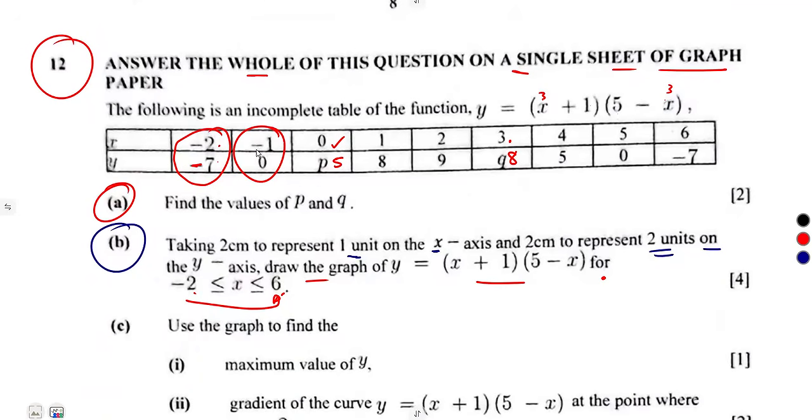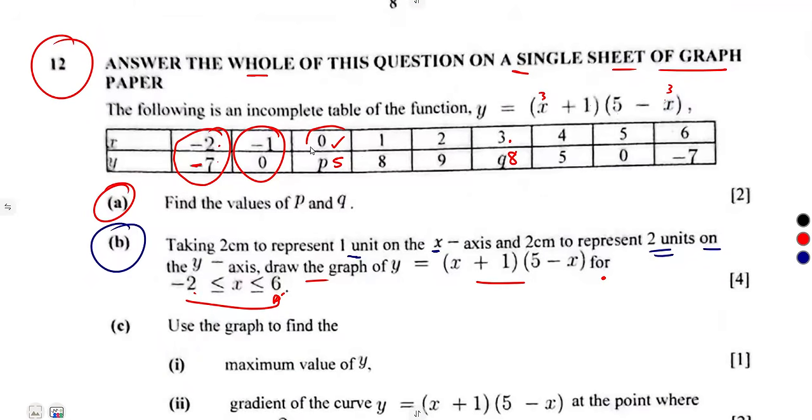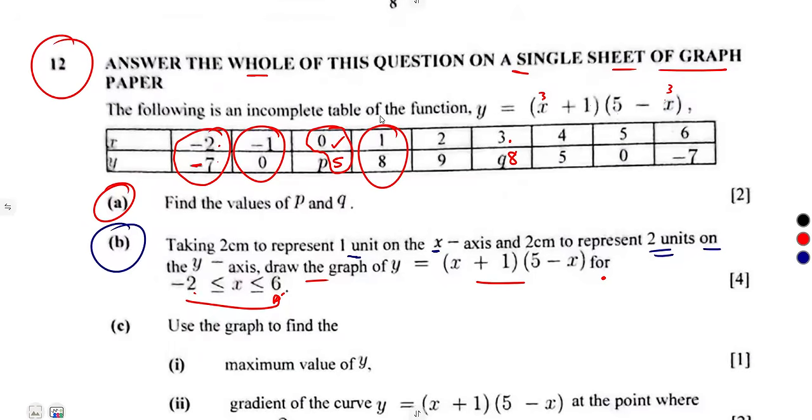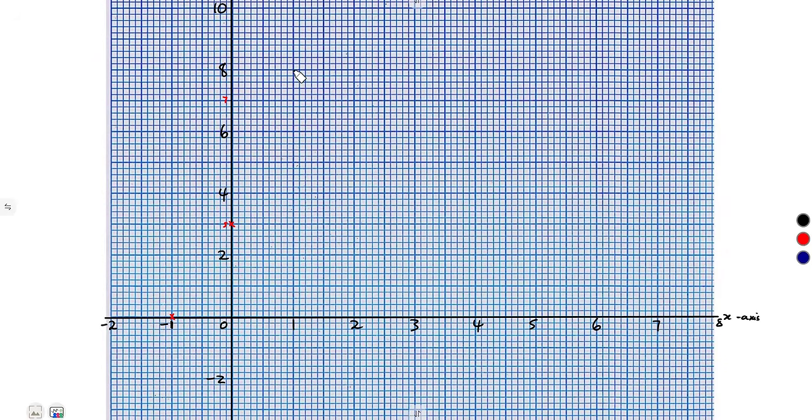Another one, minus 1 versus 0. You mark that one again. So that's minus 1 versus 0 here. You mark the point, minus 1 versus 0 on the x-axis. All right. Another one, 0 versus what? 5. Remember the part of P. So that's 0 versus 5. 5 is here. You mark the point. 1 versus 8. So 8, we have it here. This is 1 versus 8. You mark the point.